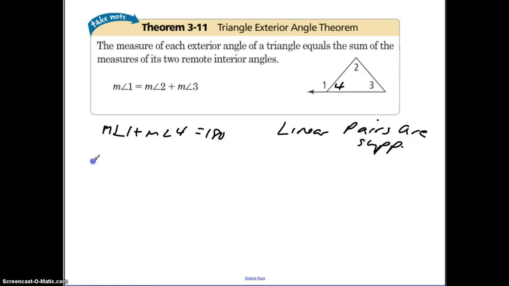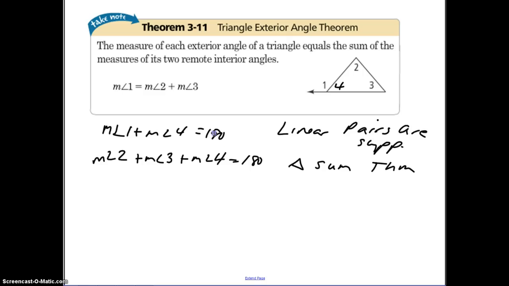But I also know that the measure of angle 2 plus the measure of angle 3 plus the measure of angle 4 should also equal 180, and that is because of my triangle sum theorem. Well, if I have two things that both equal 180, does it make sense that they should equal each other? So what I can do is, going back to that law of syllogism where if something equals 180 and then 180 equals something else, I can take out the middle.